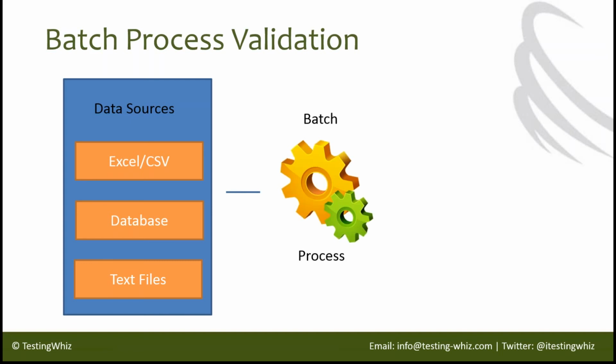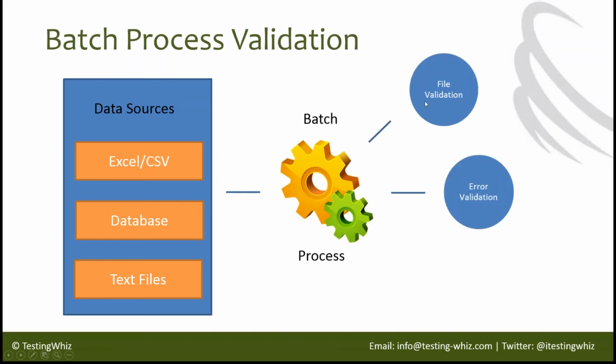So at that moment, after we execute the batch process, we can do file validation, and if there are any error validations, we can carry those out, and then data validation. The information that we are sending over to other applications can also be automated. So these are the aspects of batch process validation that can be automated using the automation strategy that we are suggesting.